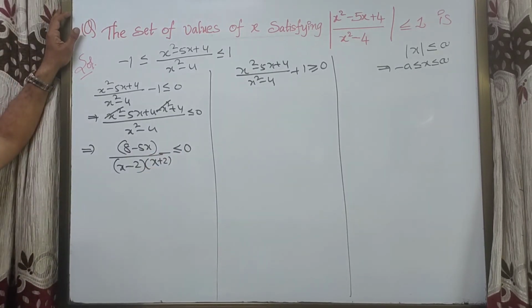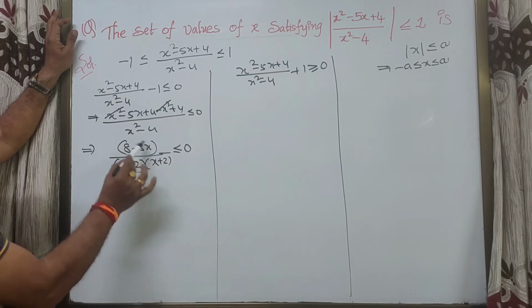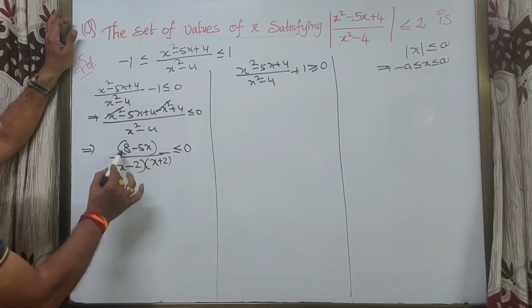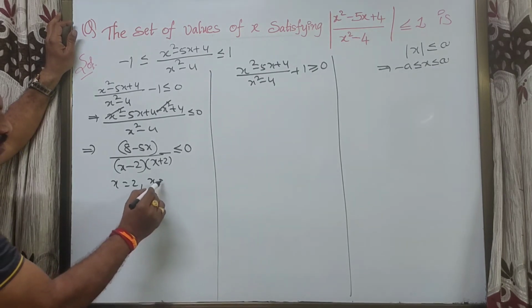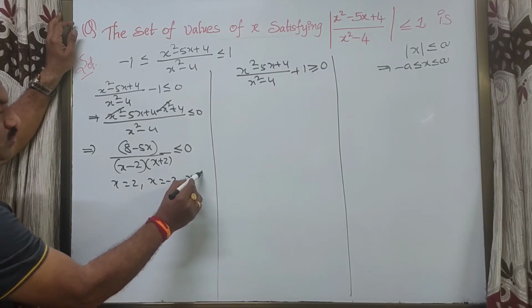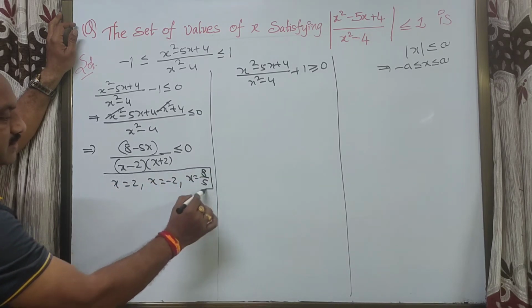Now we use the sign change curve method. That means the critical points are the points where the denominator is undefined or the numerator value is equal to 0. x equal to 2, x equal to minus 2, x equal to 8 by 5 are the critical points of this inequality.